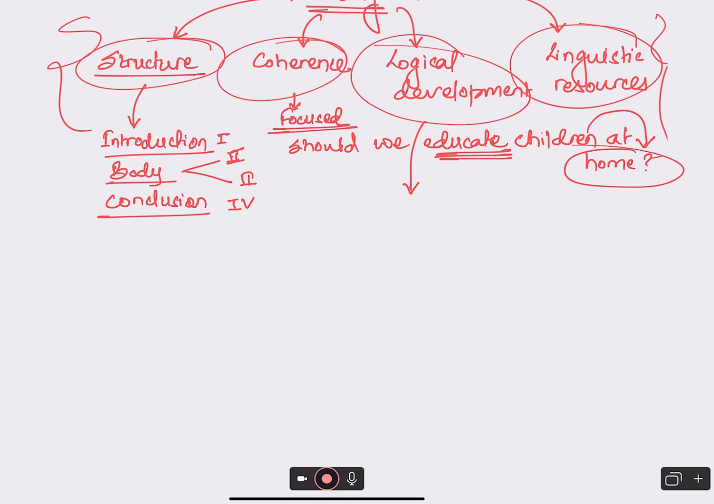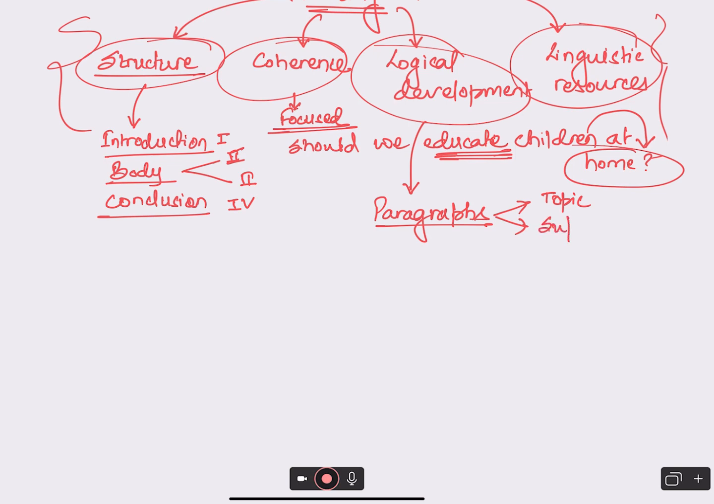We are not going into the details of that, but how do you logically develop your idea? You logically develop your idea in the body paragraph, and while doing that, you must make sure that your paragraphs have a rational structure, a logical structure.